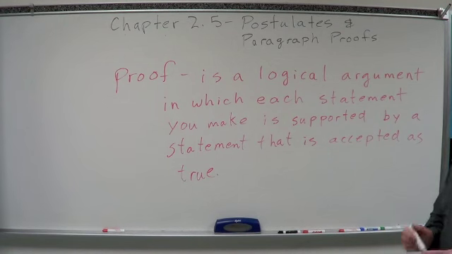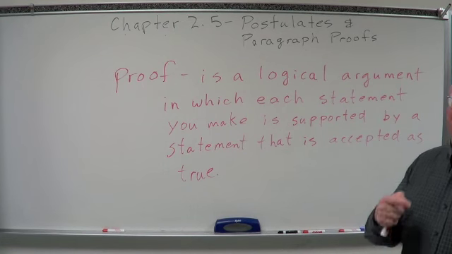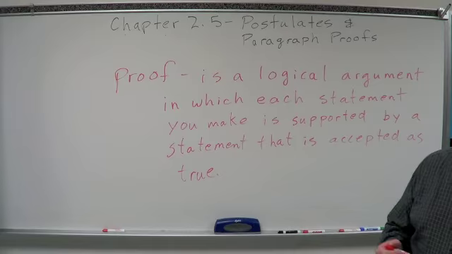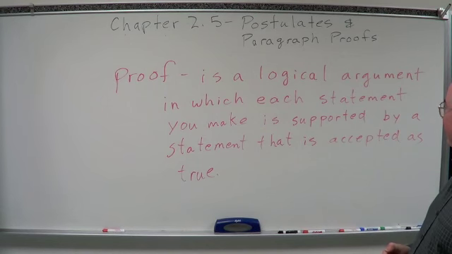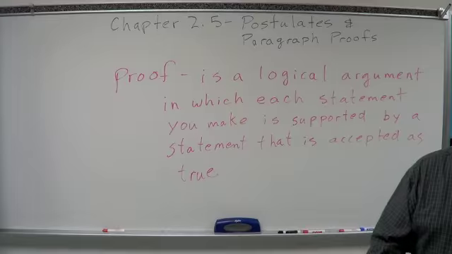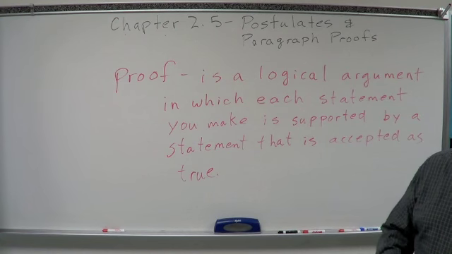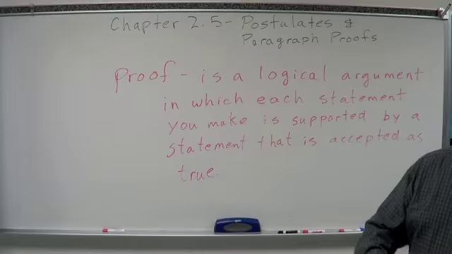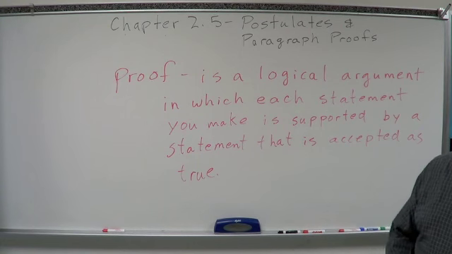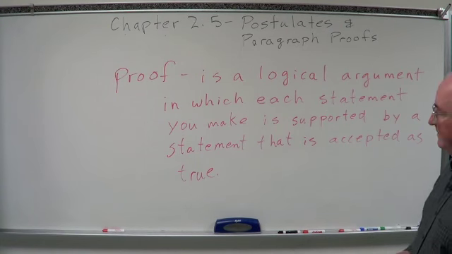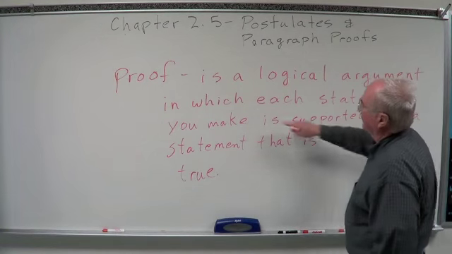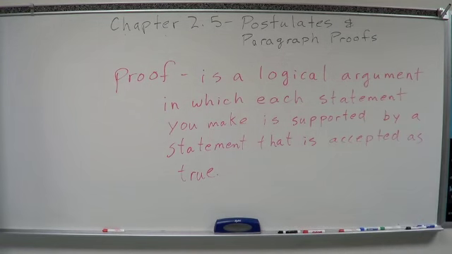Well, postulates are those statements. So those 7 postulates are assumptions or axioms that are assumed to be true. What else are statements that are accepted as true? Once a conjecture has been proven, then we can accept that conjecture as a theorem, and we may use that theorem without proving it again. So a proof is a logical argument in which each statement you make is supported by a statement that is accepted as true.